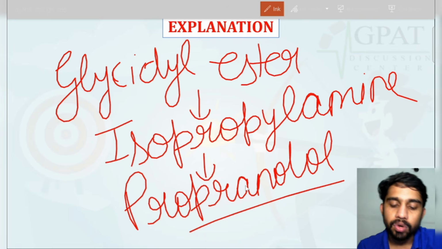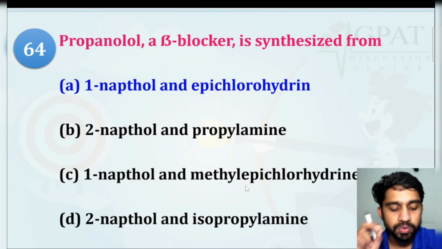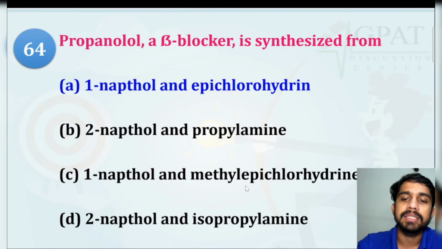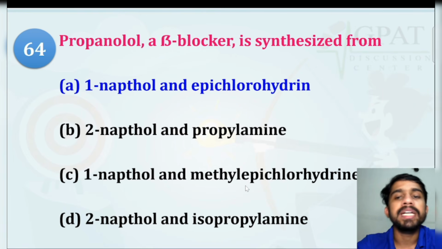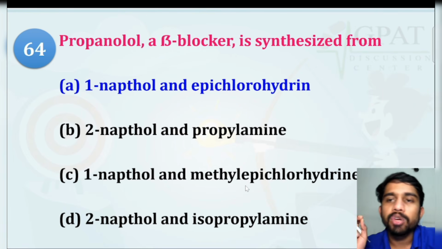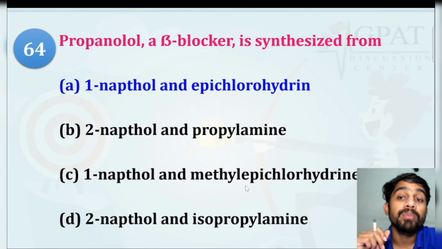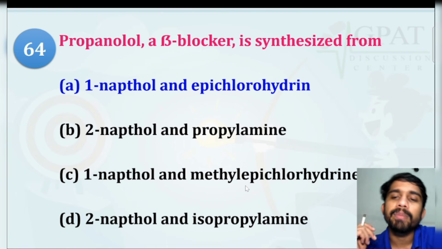So the correct answer for this question is option A, 1-naphthol and epichlorohydrin. And if you talk about the beta blocker, propranolol is a non-selective beta blocker, that is beta 1 plus beta 2, and it is also highly lipophilic in nature, so it can cross the blood-brain barrier.